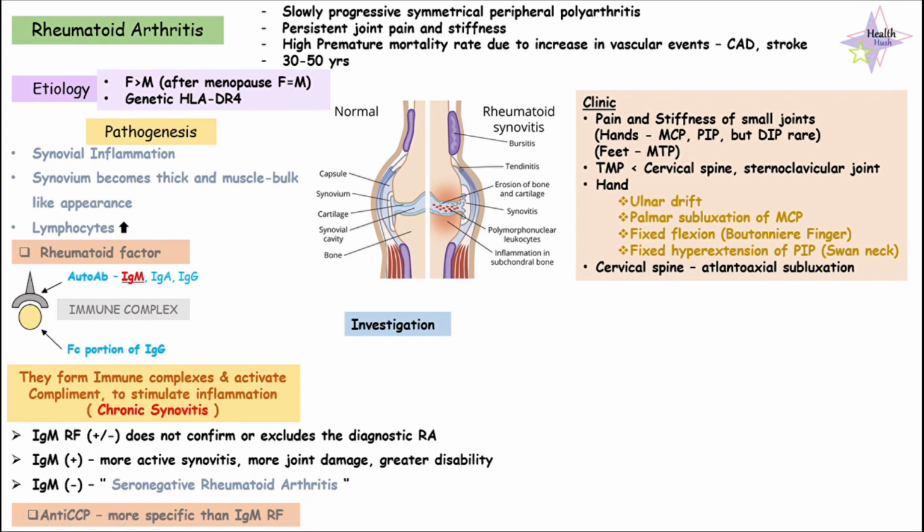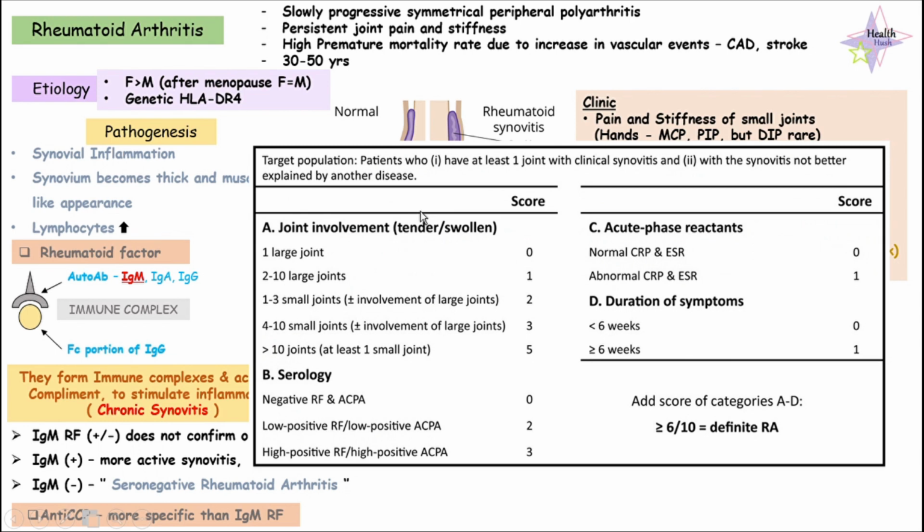Now let's try to diagnose rheumatoid arthritis. In this picture, we can see the classification criteria to diagnose rheumatoid arthritis. In the classification criteria, we need to look at the joint involvement, which joints are tender and swollen, as well as the serological markers, whether there is an acute phase reactant, and the duration of symptoms in these patients.